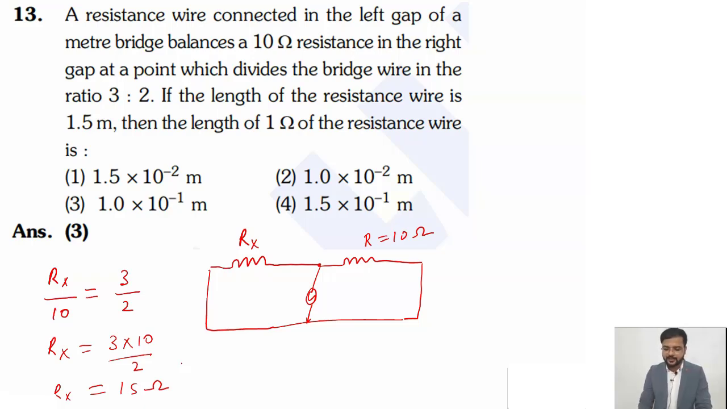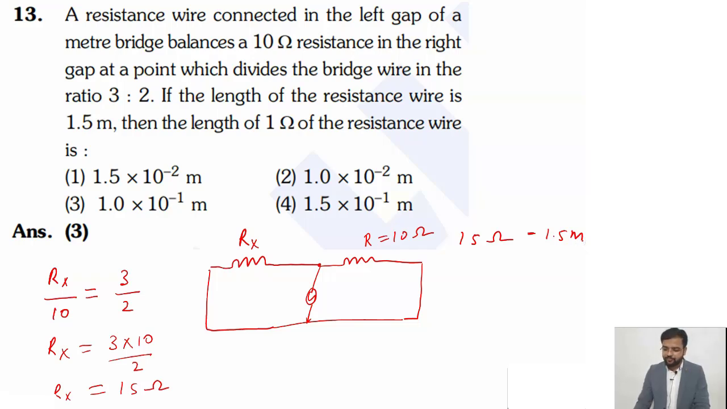And what is he asking after that? If the length of the resistance wire is 1.5 meter, then what is the length of 1 ohm of the resistance wire? See, the resistance of this wire is what? 1.5 meter length and resistance is 15 ohm, correct? He is telling if the resistance is, let's suppose, 1 ohm, then what will be the length? So you can use the unitary method over here, very simple thing. How can we write down here? For the 15 ohm resistance, the length of the wire is 1.5 meter, correct?